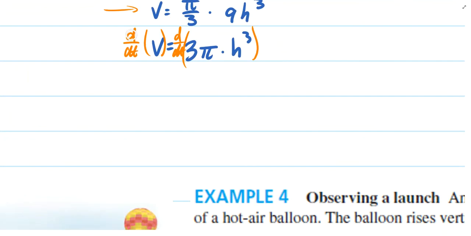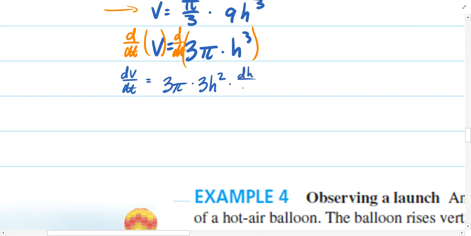So here we go. The derivative of V with respect to time, we don't know that, so we'll just call this dV/dt. The variables didn't match, so we have to go with the differential here. The derivative of this expression, well, 3 pi is a constant coefficient, so I'll push that out to the front. The derivative of h cubed would be 3h squared, but since the h and the t disagree with one another, they're not the same variables, we're going to offset this by our differential dh/dt.